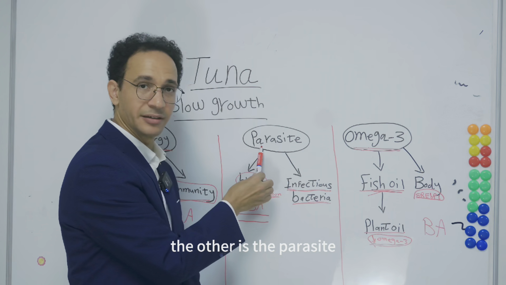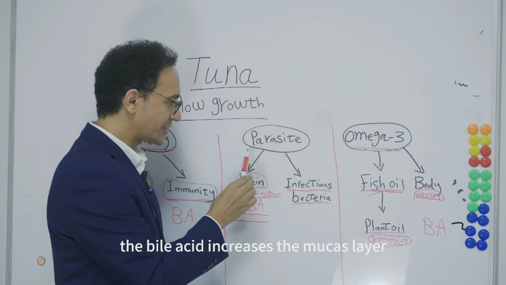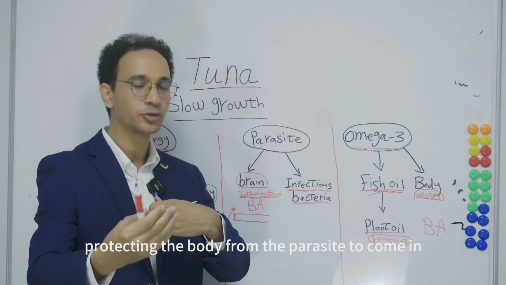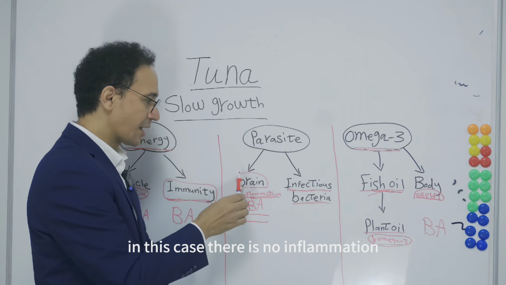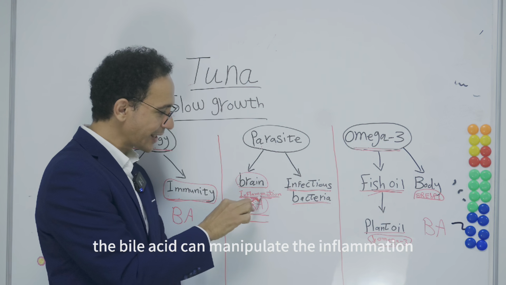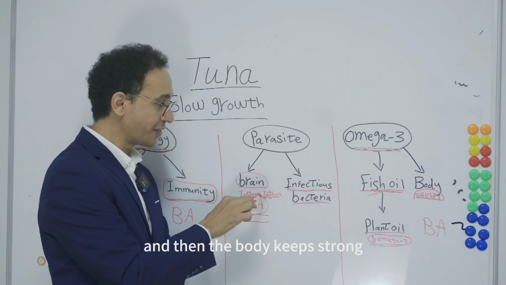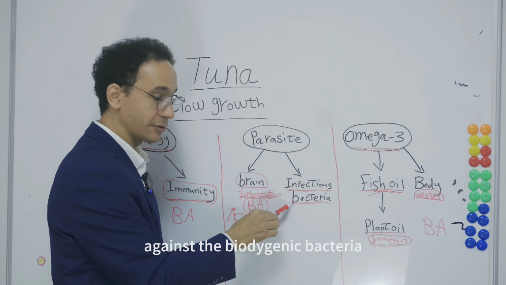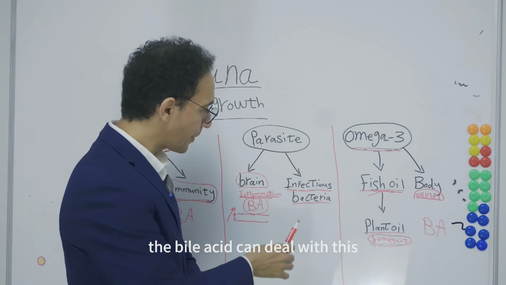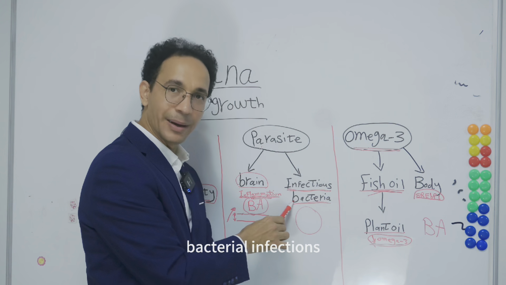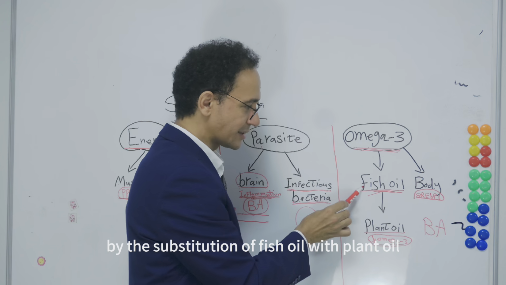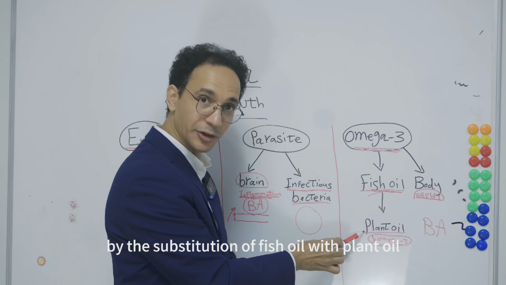The other is the parasite. The bile acid increases the mucus layer, protecting the body from the parasite coming in. In this case, there is no inflammation. And in case there is inflammation, the bile acid can manipulate the inflammation, and then the body stays strong against the pathogenic bacteria. And even if there are some pathogenic bacteria in the intestine, the bile acid can deal with these bacterial infections. The third one is the omega-3 with the substitution of fish oil with plant oil.